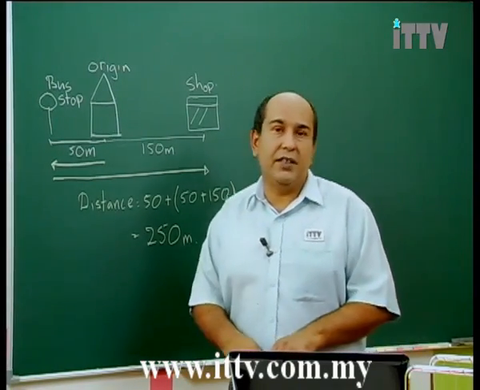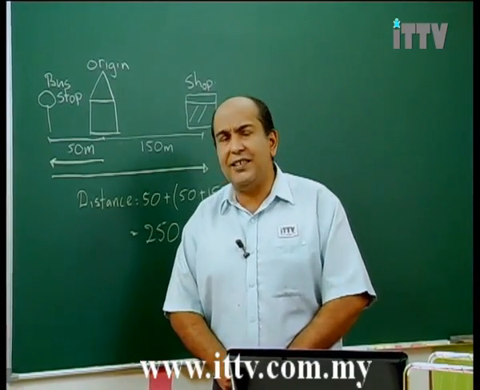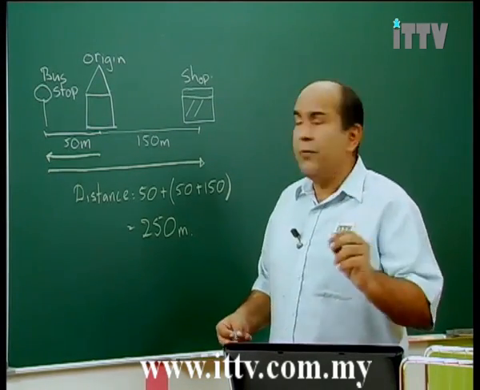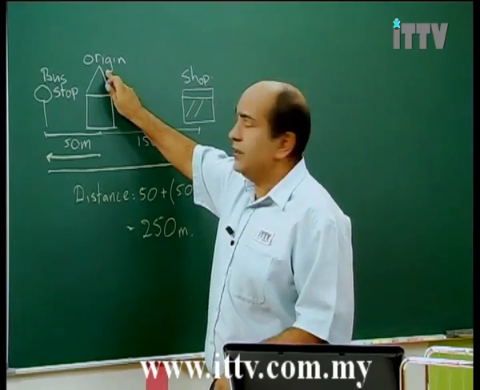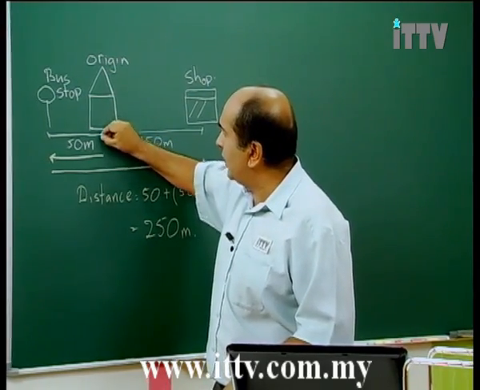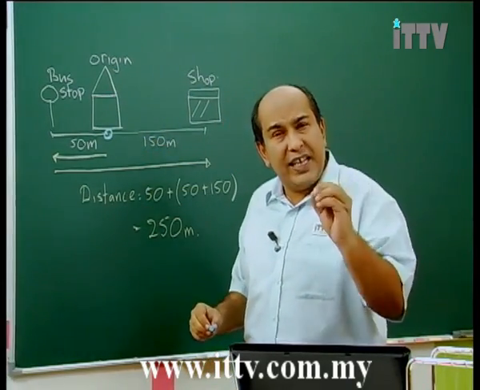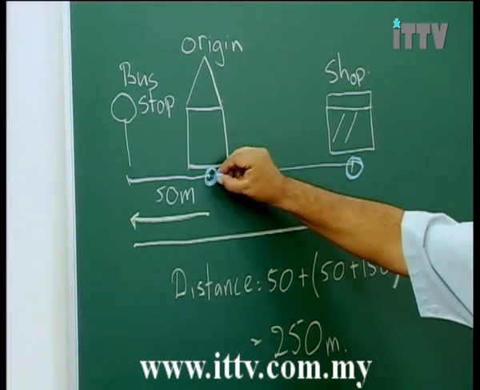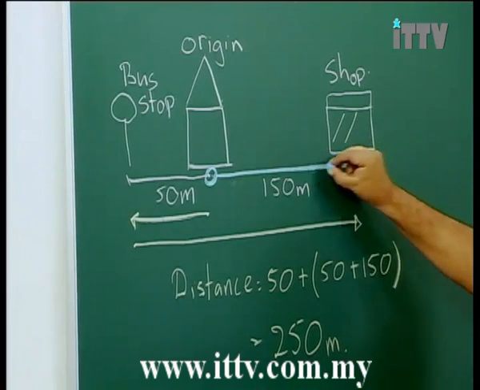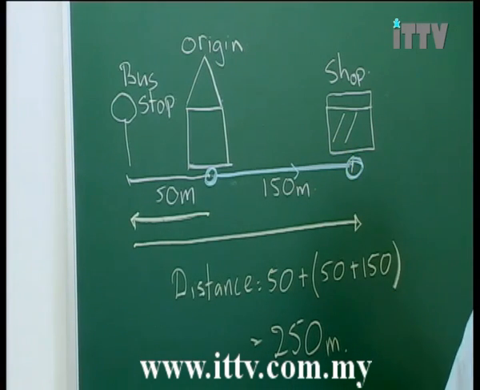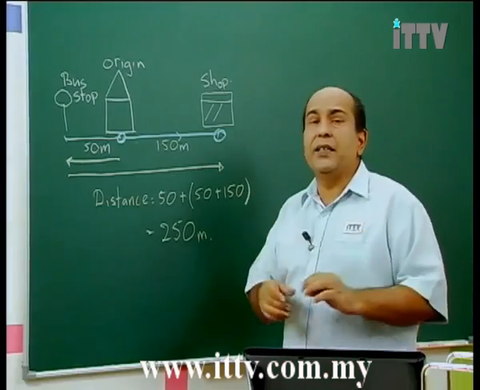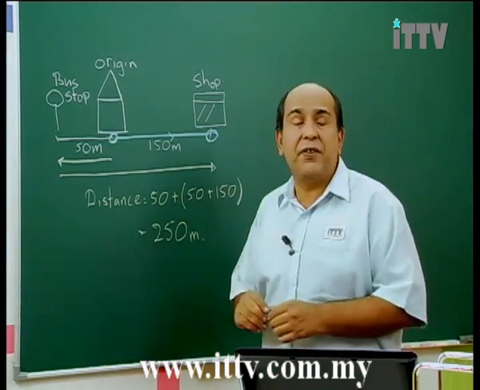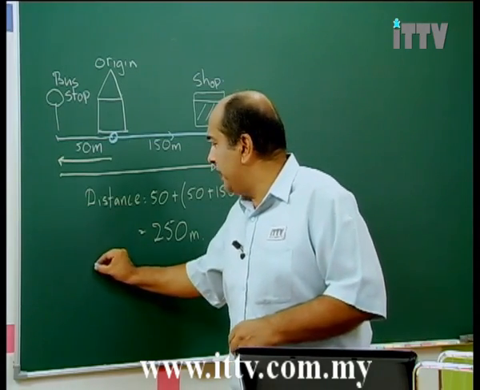Displacement, however, is different. Displacement is just the difference between where you started and where you finished. Now, you started at your origin. This is where you started, at this point. And where you finished was at the shop, over here. So all we want is this distance, nothing else. So your displacement is only 150 meters.